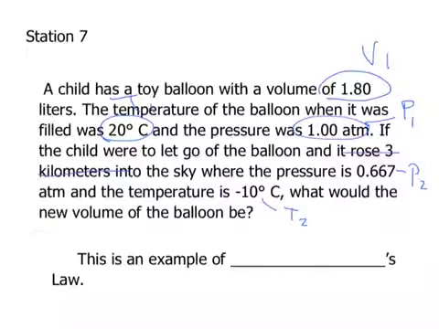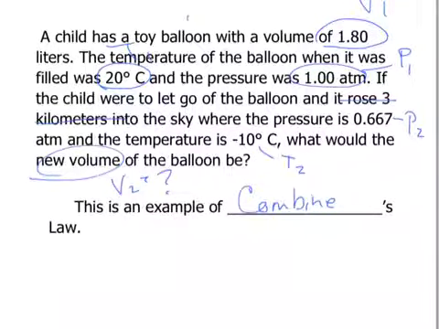Okay, so what would the new volume be? We are looking for V2, this is what we are trying to find. So in this case, we're looking at pressure, temperature, and volume, so this is my combined gas law. That's the one we're looking at here. Remember, combined gas law is P1V1 over T1 equals P2V2 over T2. In this case, we're looking for V2.